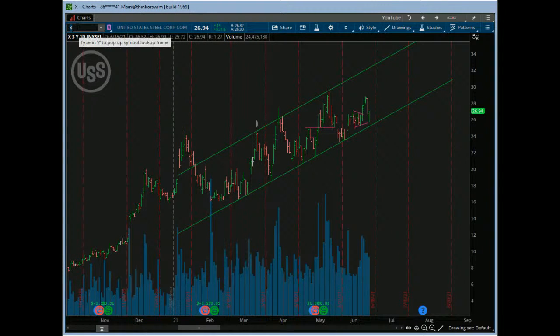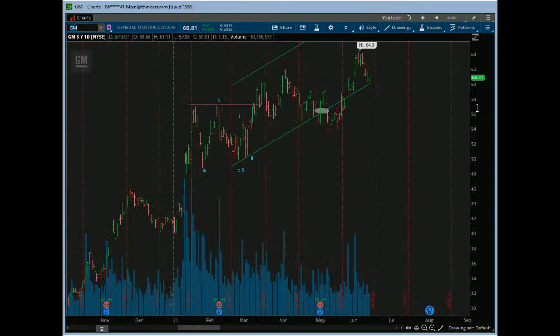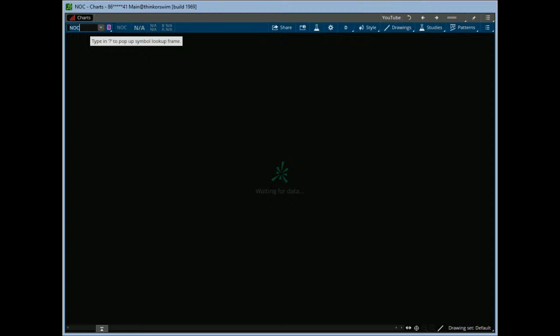the channel. GM, let's take a look. GM with a bit of a spinning top right here, right at the bottom of our old channel. So we kind of undershot it. Maybe we're coming back retesting. So see if it does try to take that doji up. And then NOC, let's take a look.